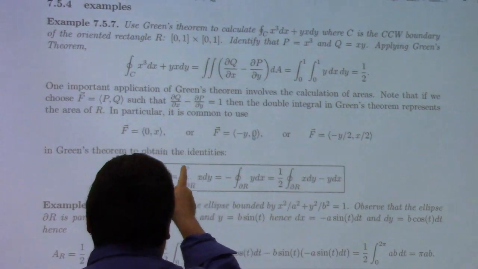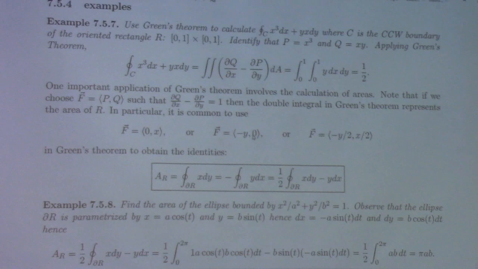If you wanted to calculate the line integral of x cubed dx minus yx dy, think about this. What would that mean? This is the unit square. How many sides does that have? Four. You'd have to break this up into four line integrals around the edge: the horizontal bottom leg, the vertical right leg, the horizontal top side, and the vertical left side. Four different line integrals.